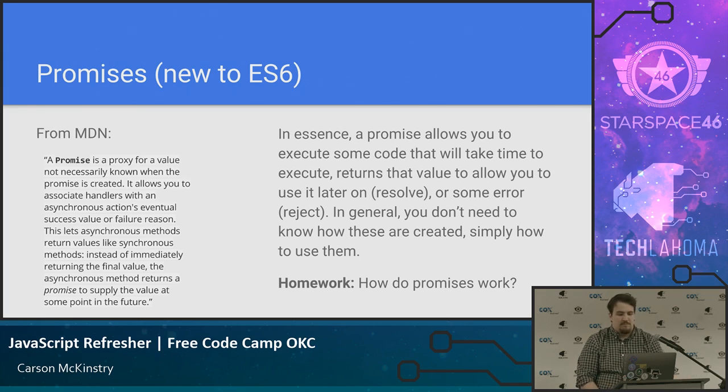So in essence, what that allows you to do is execute some piece of code without knowing the initial input value. And then once it has that input value at some point down in the future, it will then use it. You can also have it reject, which will throw an error, and you can catch that.